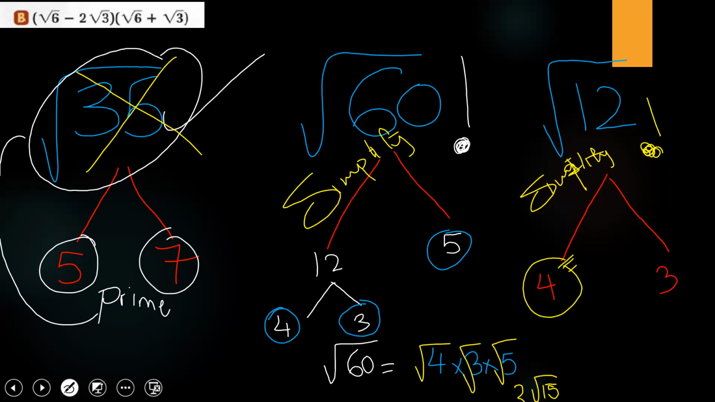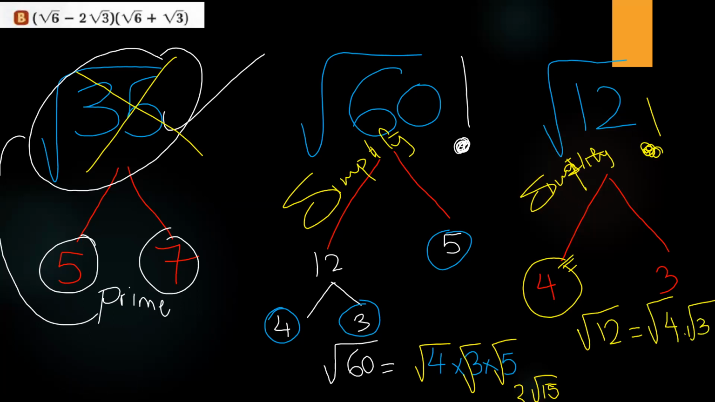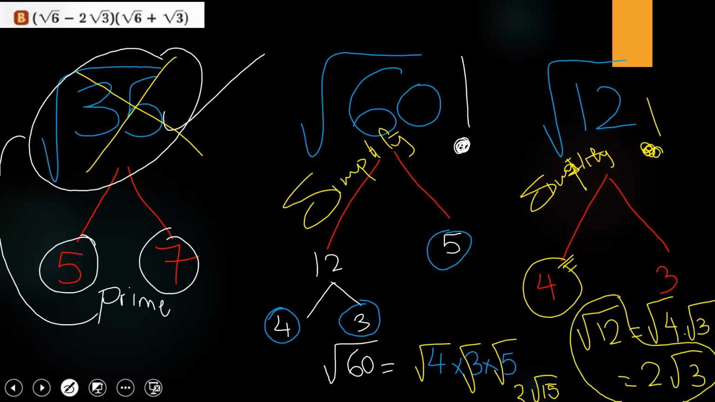So since 4 is a perfect square, I can say that the square root of 12 is equal to square root of 4 times square root of 3. Then the square root of 4 is 2, and the square root of 3 I cannot simplify, so I will say that the square root of 12 is 2 times square root of 3. Is it clear now?